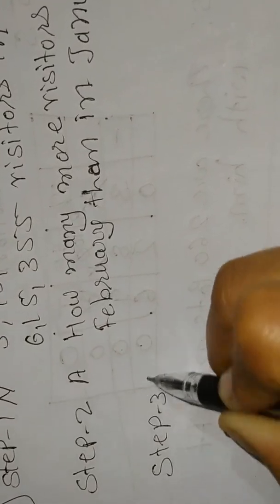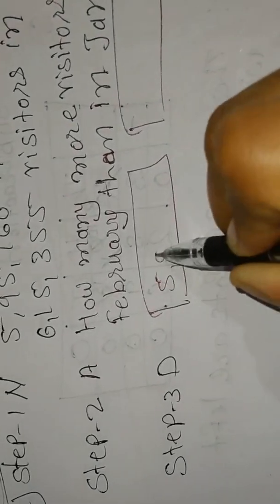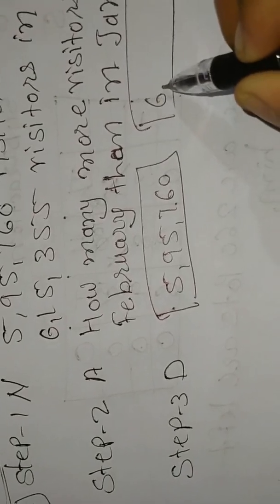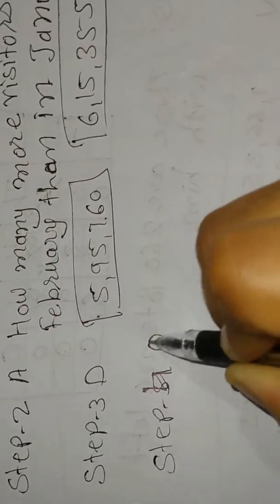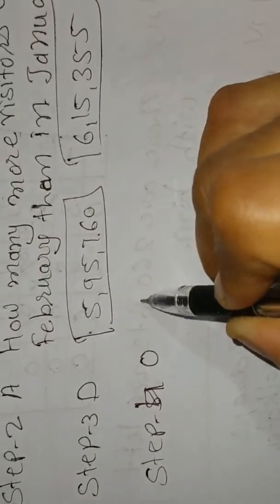Step number 3 is draw. So we have to draw here two boxes. In the first one we have to write 5,95,760. In the second one we have to write 6,15,355. Then step number 4, operation. So here we have to use subtraction.